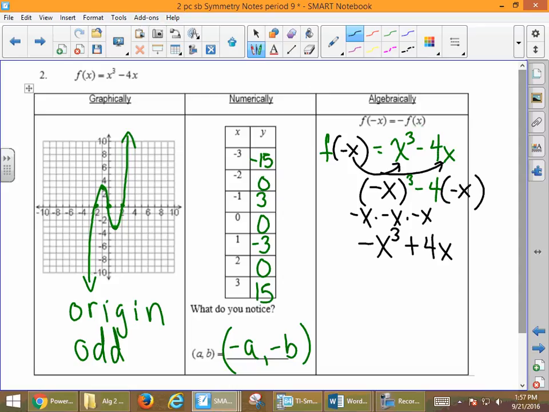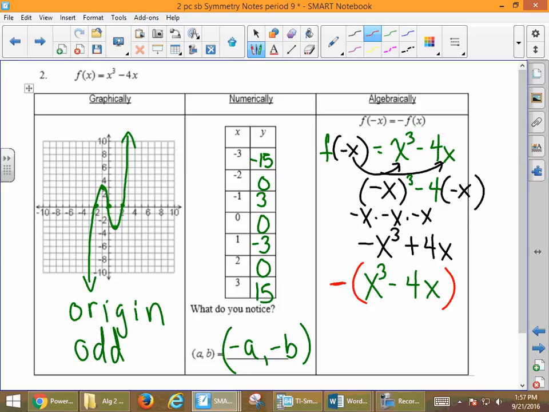And what we're going to do now that we've figured out the left side of this equation, f of negative x, is let's figure out the other side. And what the other side says is that we're going to take our function of x cubed minus 4x, and we're going to negate the entire function. So in other words, we're going to put a negative in front of that function.